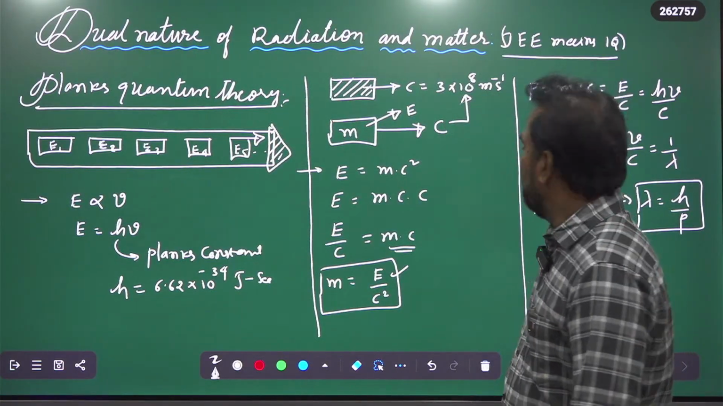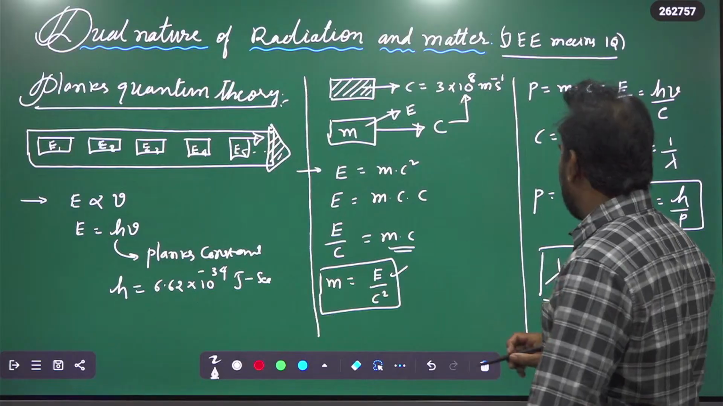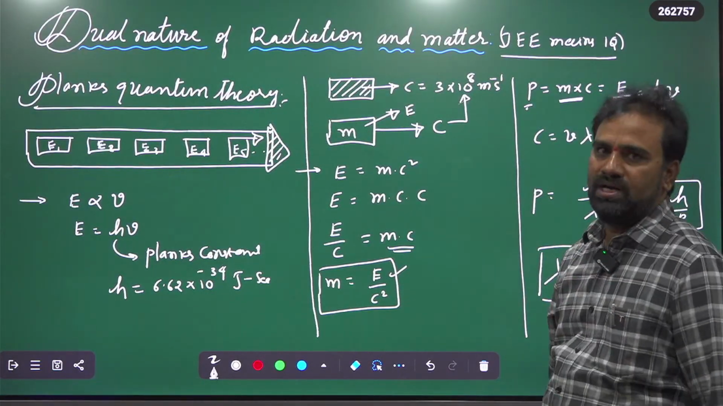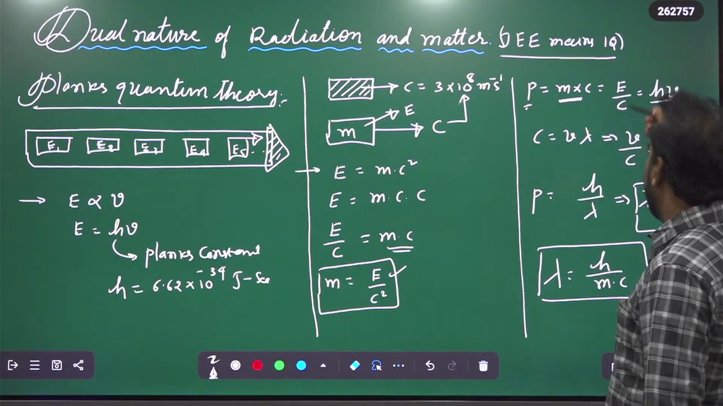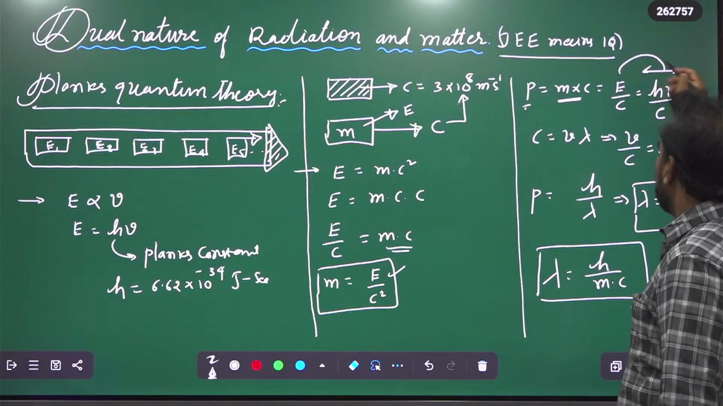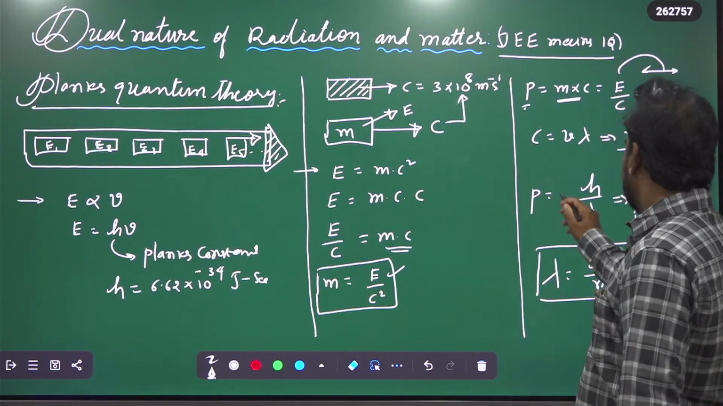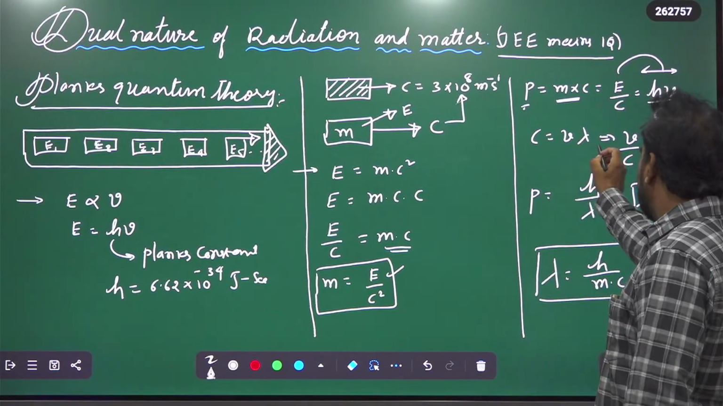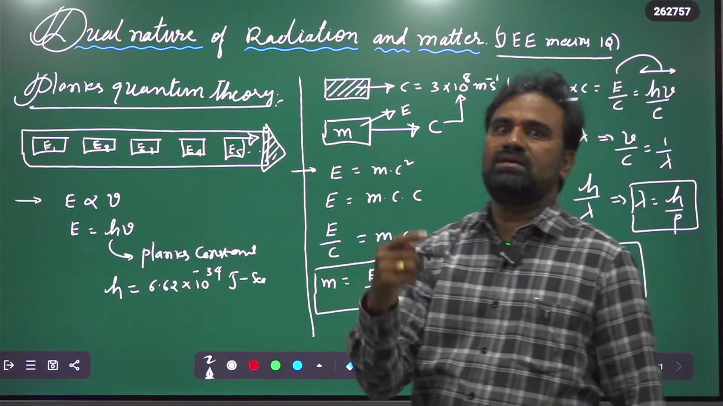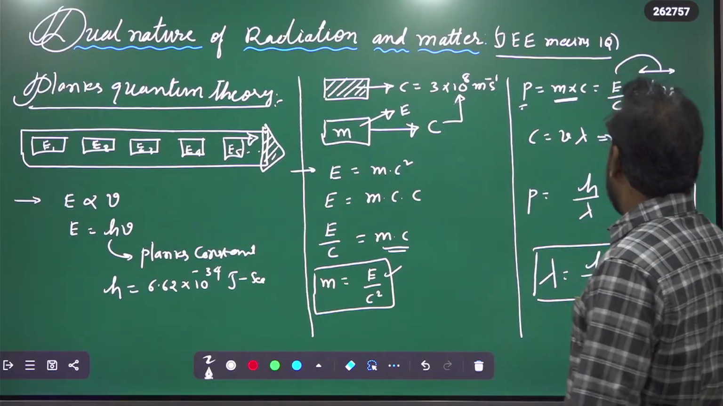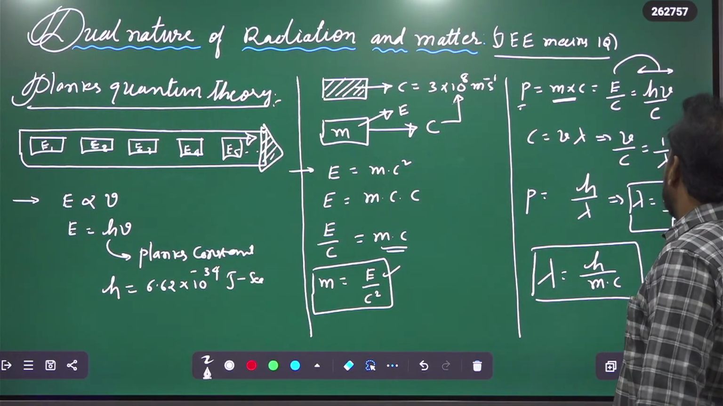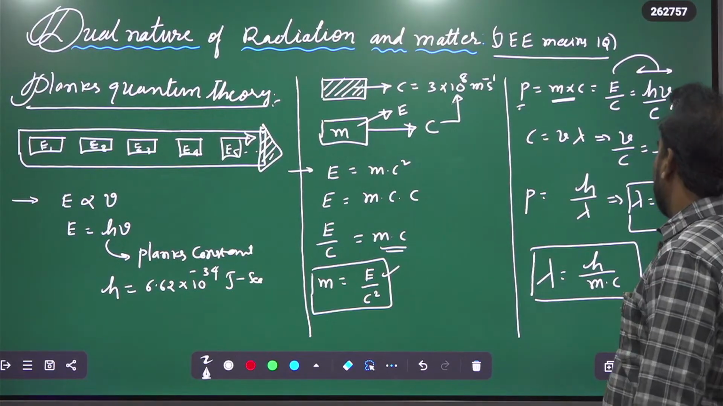Is it clear? Next, the momentum of the photon is given by P, the product of mass and velocity, which is called the momentum of the photon. That would be E by C. E is nothing but H nu upon C, where C is nu lambda, which is already known, and nu is the frequency of vibration of the photon. Nu by C is 1 by lambda. Substitute this value here. Then what will you get?